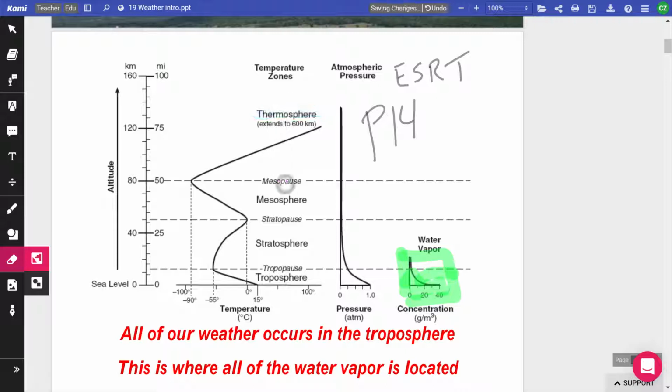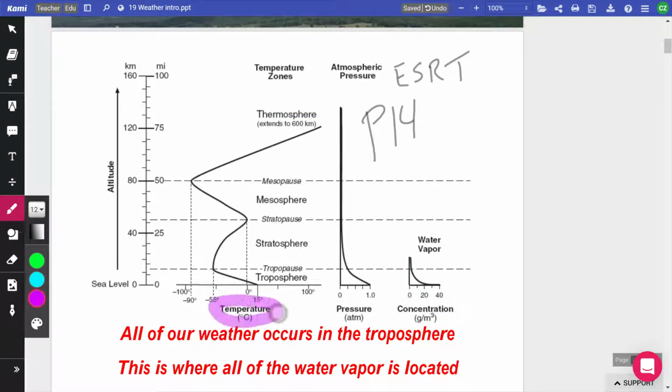So let's take a look at the next piece in this chart. So temperature is right here. We notice at surface, we start about 15 degrees Celsius. And as we get higher in elevation, as we increase elevation, the temperature decreases. Okay, it goes to about negative 55. And then we see it start to increase back up. And this happens somewhere around 6 to 8 miles above the surface and about 12 kilometers. Okay, that's where the temperature starts to increase.